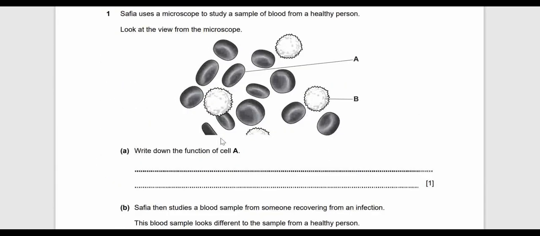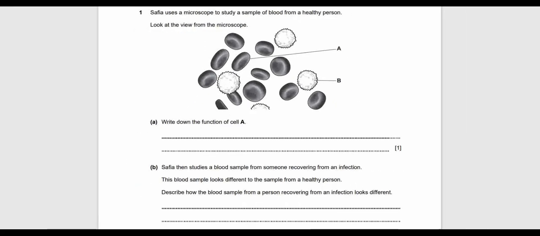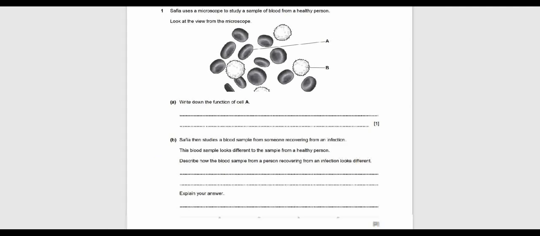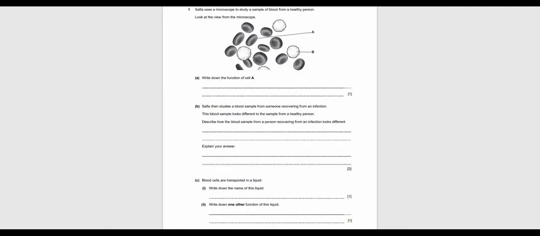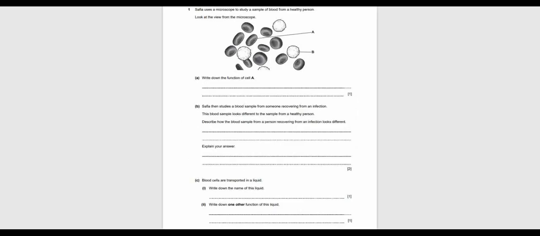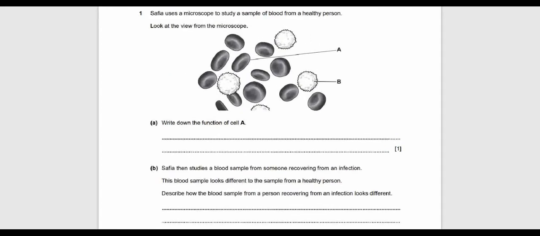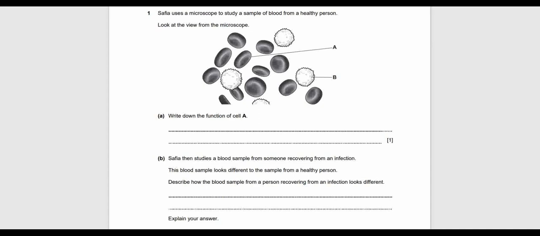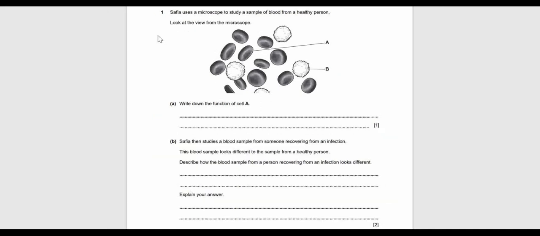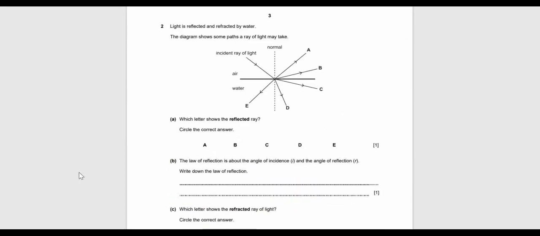So this is page 1A. 1A and B. So this is 1A, B, C. Then let me zoom in. This is 1A and B here, and this is 1C. Next, this is question 2.